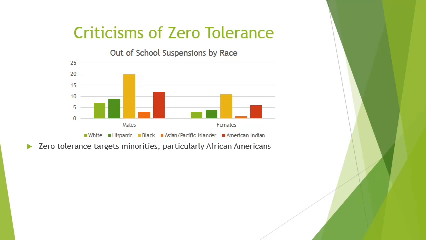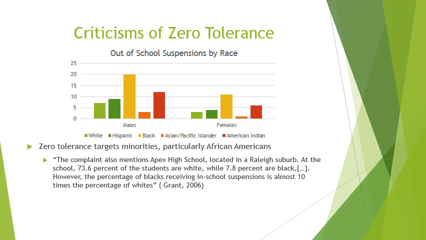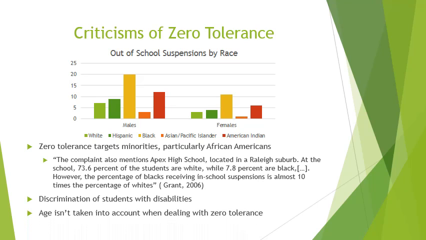Apex High School, located in a North Carolina suburb, is one such school that shows this discrimination. At the school, 73.6% of the student population is white, and 7.8% is black. However, the percentage of blacks receiving in-school suspension is almost 10 times the percentage of whites. There has also been shown to be discrimination of students with disabilities and age. Or rather, there is a lack of discrimination when it comes to a student's age. There is no separation for high school students or kindergartners.